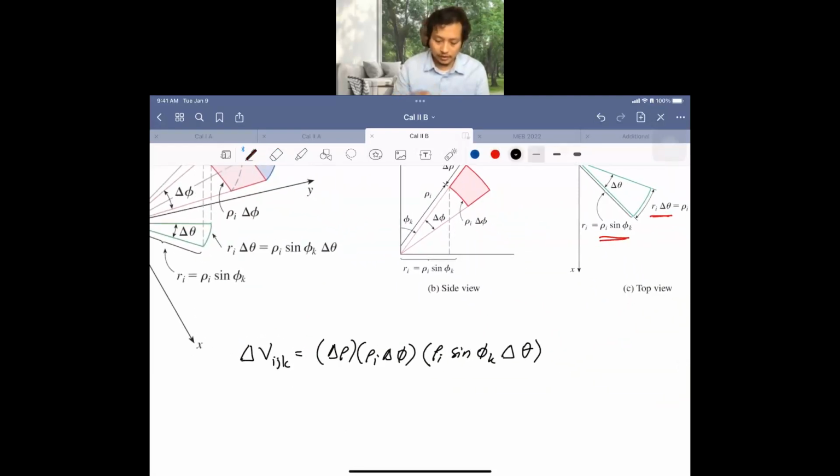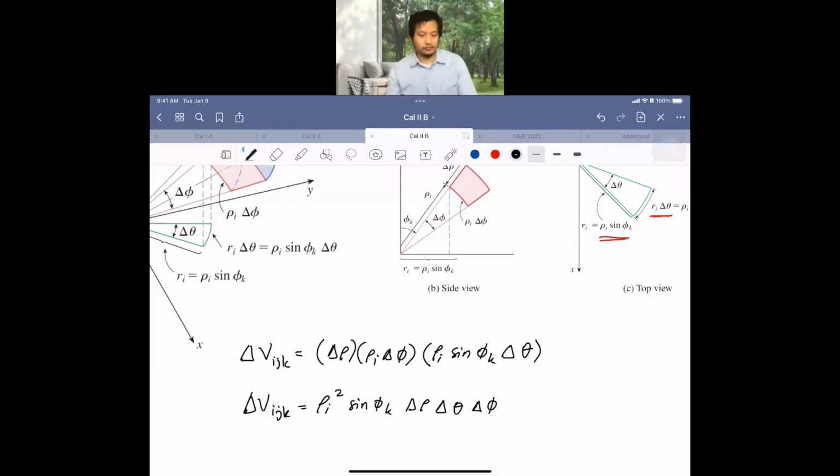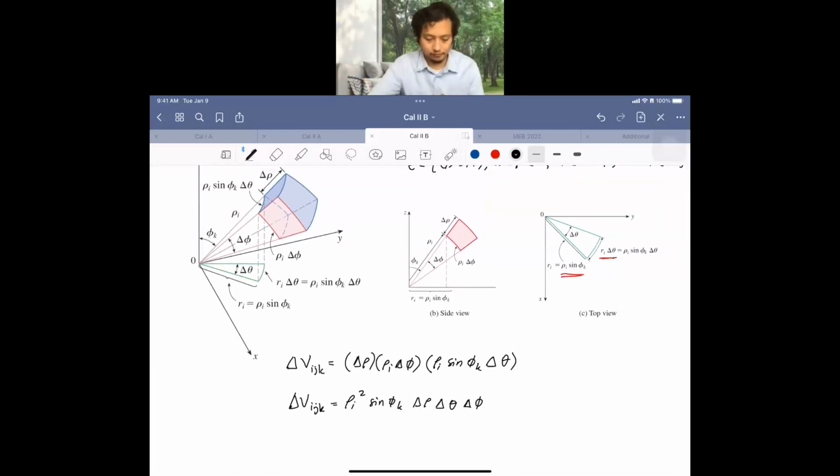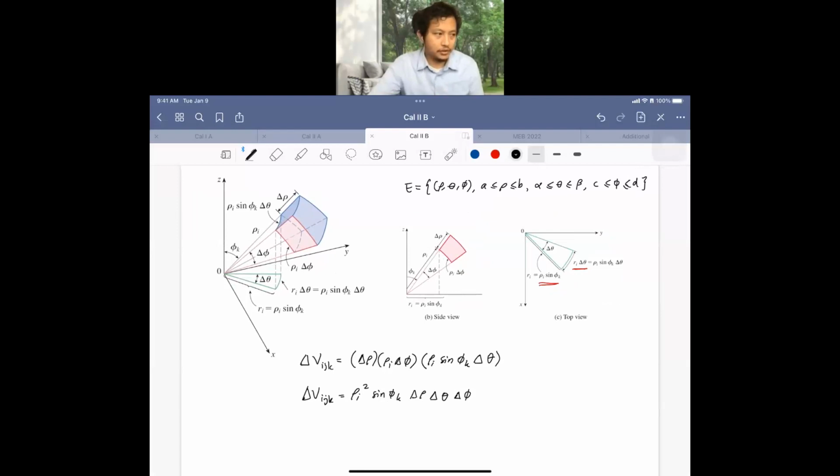Let's simplify this. This will be rho squared sine phi, and then writing all the deltas. Now from this delta, we can write down the formulation for the volume in a triple integral for a function.